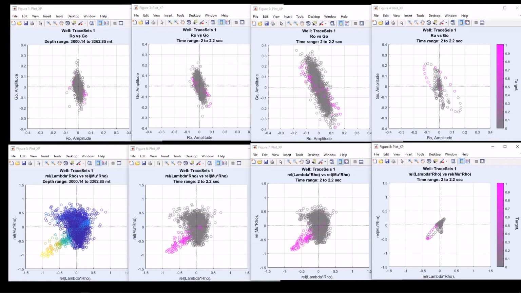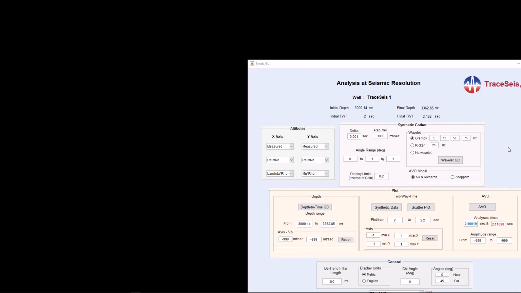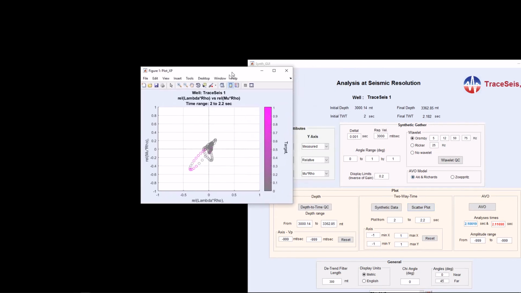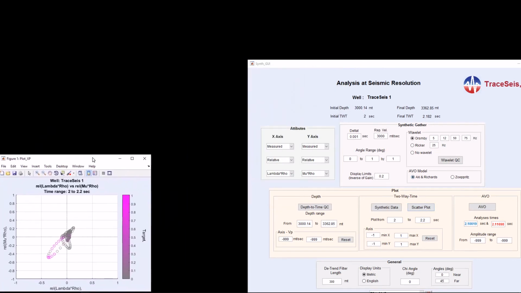So in the upper row we have a cross plot of normal incidence versus gradient in depth and then different frequencies, and in the bottom row we have relative lambda rho against relative mu rho in depth and then different frequencies. We are now going to take this cross plot, relative lambda rho and relative mu rho, and do the coordinate rotation. We are now ready to rotate the data. Let's start with the scatter plot that we just created, and then plot the data in time.